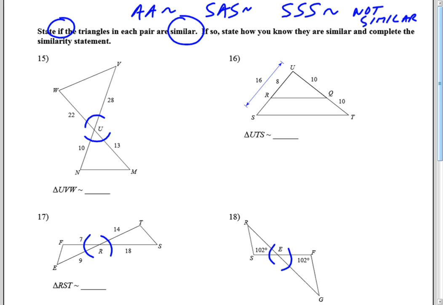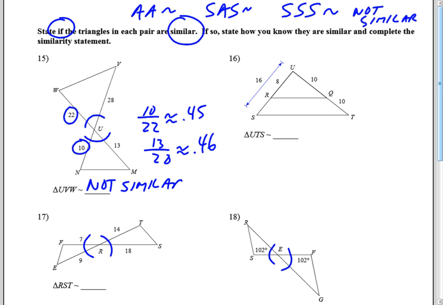It might be side angle side, but you have to check and see if it's proportional. Always go with small to small, large to large. 10 is small. What else is small in the other triangle? 22. So I've got to look at 10 over 22. What is that as a decimal? Use your calculator. 0.45. What is 13 over 28 pretty close to? 0.46. If they're not exactly the same, not similar.